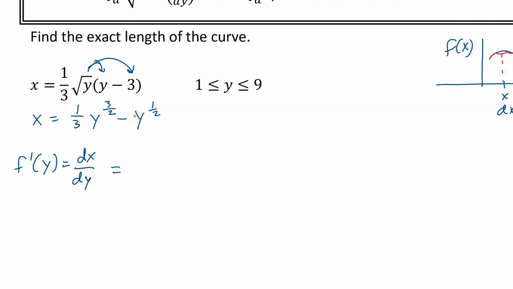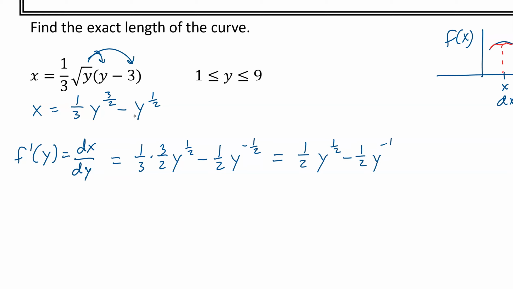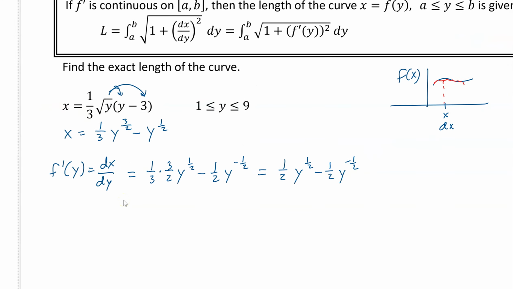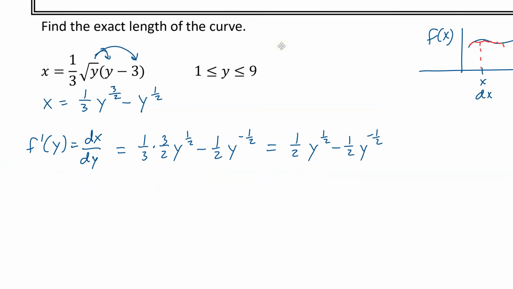All right, now we take the derivative. So this is 1/3 times 3/2 y to the 1/2 minus 1/2 y to the negative 1/2, which equals 1/2 y to the 1/2 minus 1/2 y to the negative 1/2. All right, so just like before, we move on to the next step. So once we find f prime of y, we're going to square it. So we're going to take and square that.